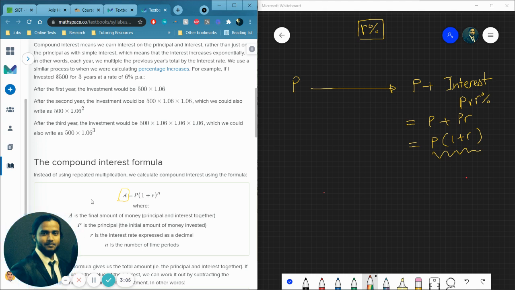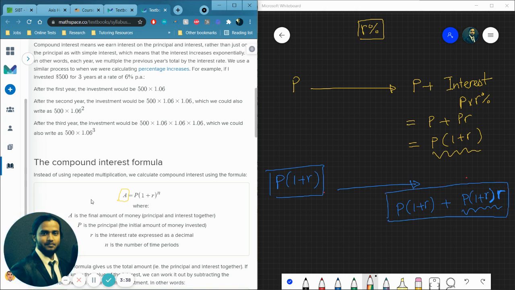So what's going to happen at the end of the second year? Think of this as, at the beginning of the second year, you have this much money. So that's your new principal. At the end of the year, what's going to happen? You're going to have this much money plus R% of it. So this is your interest at the end of the second year. This total is going to give you the money after the second year.